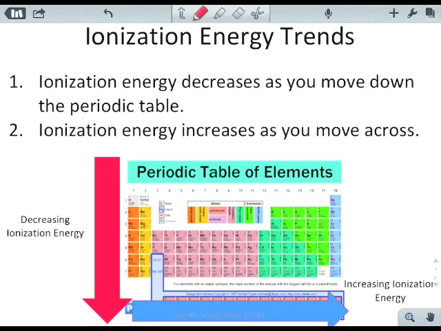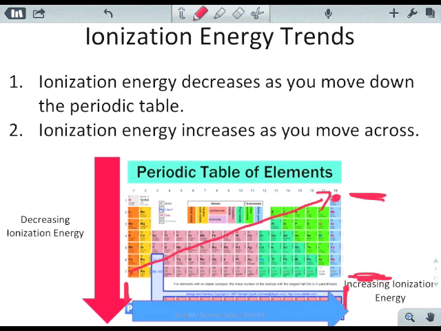When we look at it, ionization energy decreases as you move down the periodic table. So elements at the top of the periodic table will have a higher ionization energy than the elements on the bottom. They go from the highest number to the lowest number. Now, ionization energy increases as you move across. So the numbers over here are going to be low, and this is going to be high. The general theme is that ionization energy increases in that direction.